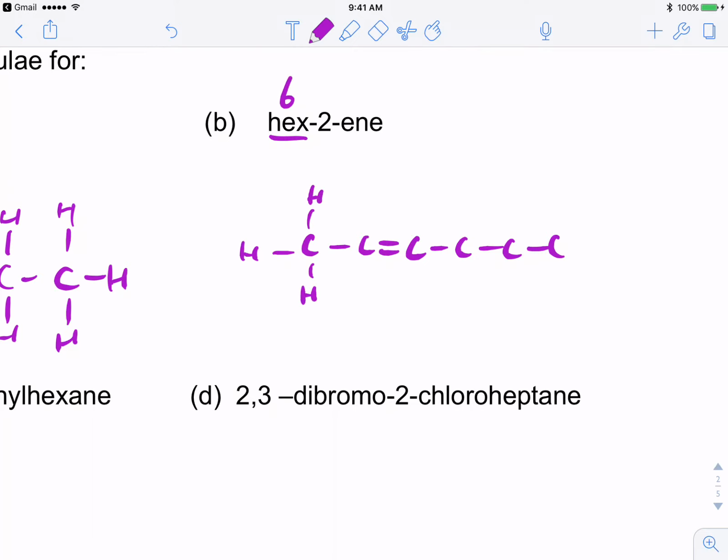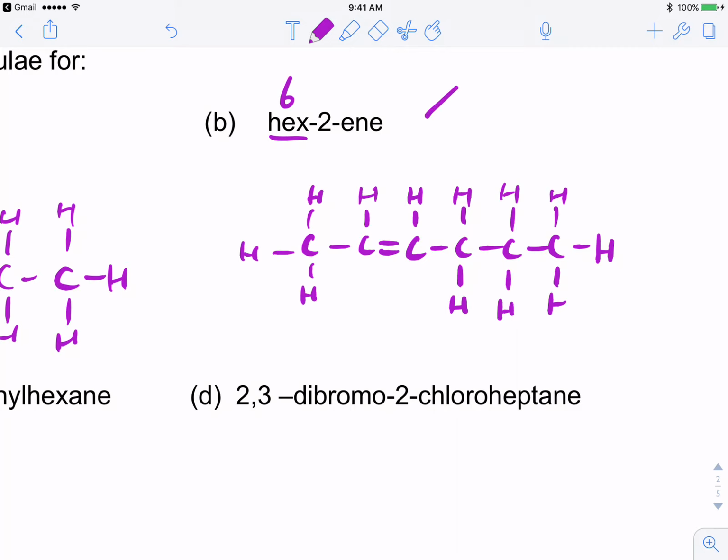Note, this second carbon already has 3 bonds, so I should only draw 1 hydrogen here and only 1 hydrogen here. The rest, add in. Now you see why it's easier to draw skeletal formula. The skeletal formula of this, you can try it yourself too.